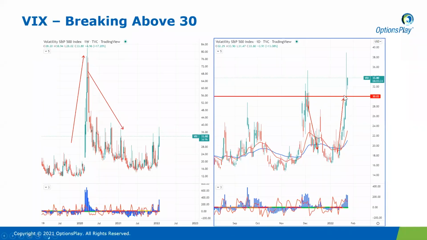But again, the fact that it's not really respecting the 30 level and it's opened higher, in the short term at least, that is concerning for the major indices. And I do think, again, for the next few days at least, we will see a lot more volatility.